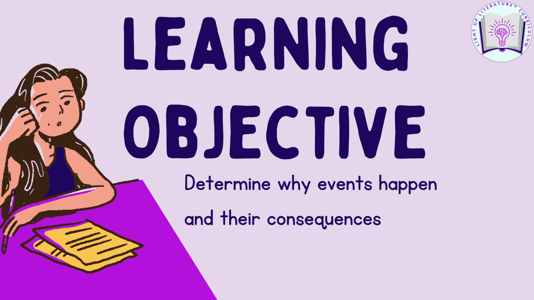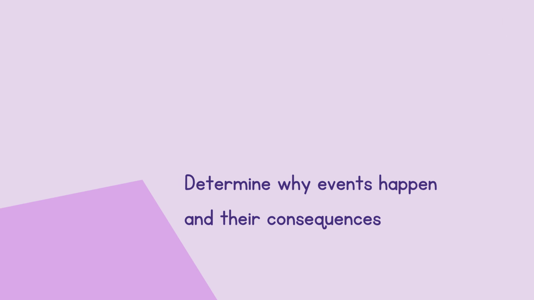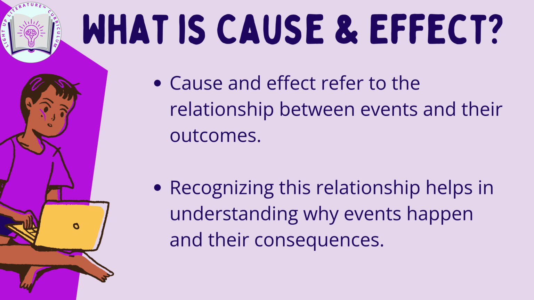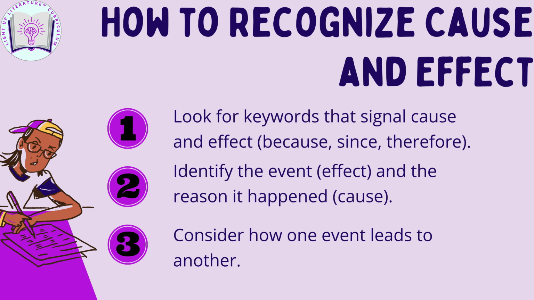Let's take a closer look at what cause and effect really mean. Cause and effect refer to the relationship between events and their outcomes. The cause is the reason something happens. The effect is the result. Recognizing this relationship helps you understand the why behind events and connect ideas across a text. Now, let's look at a few techniques you can use to identify cause and effect as you read. These strategies will help you break down ideas and see how events connect.